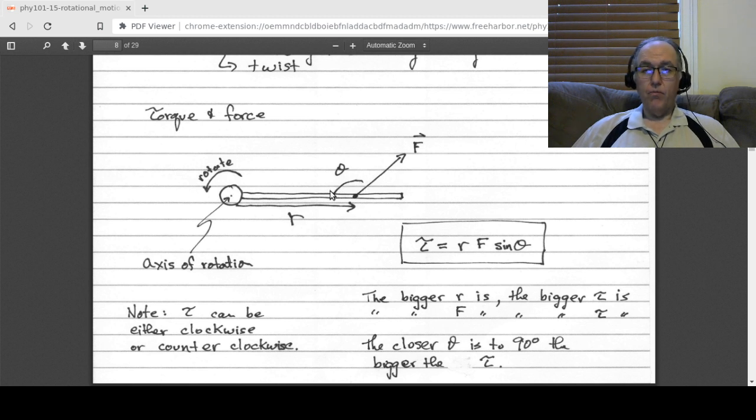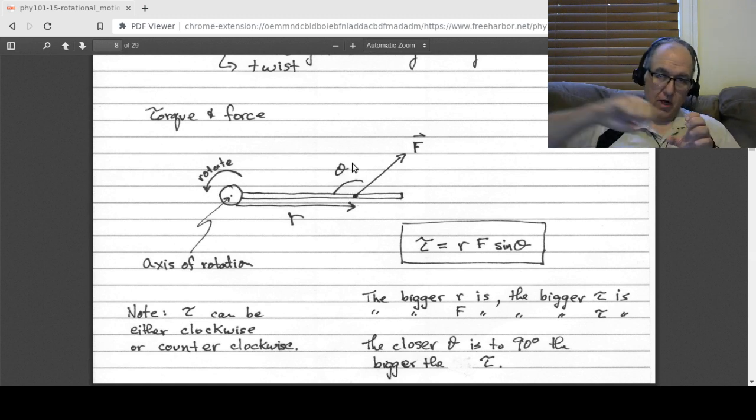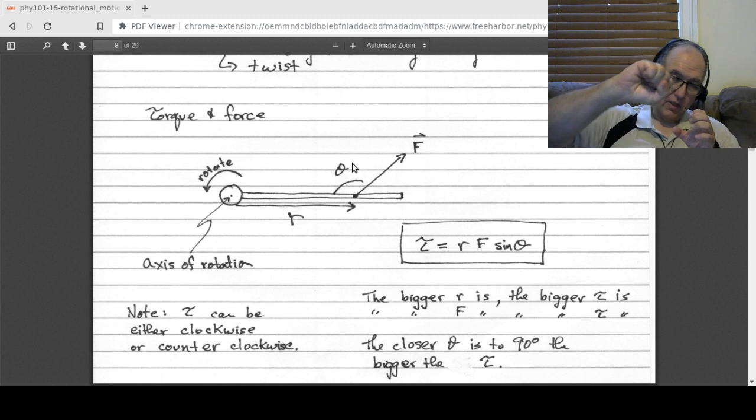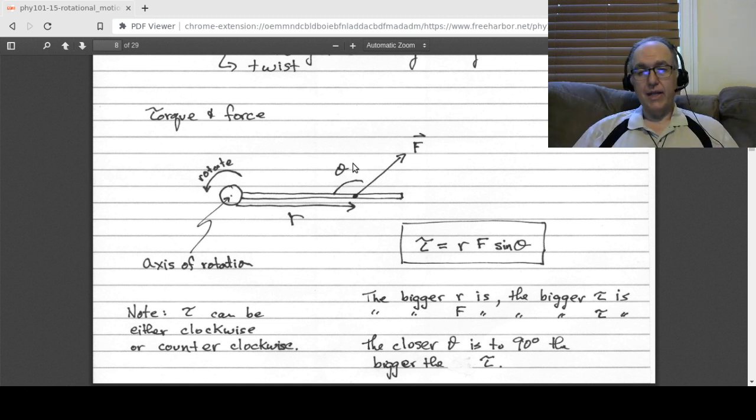Okay. Now, why did I tell you about those 0, 90, and 0 here? When theta is 90 degrees, that is, when F is perpendicular to r, that's when you're going to get the biggest torque. So if you push perpendicular to the arm, so the arm is out like this and you're pushing perpendicular to the arm, that's when you're going to get the biggest torque.